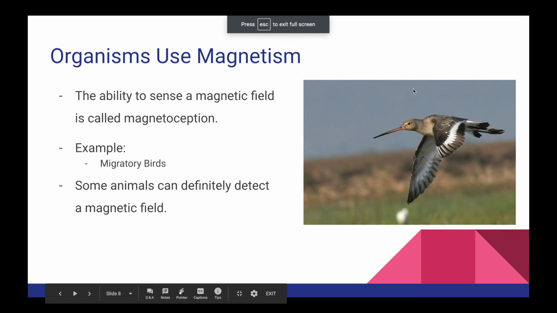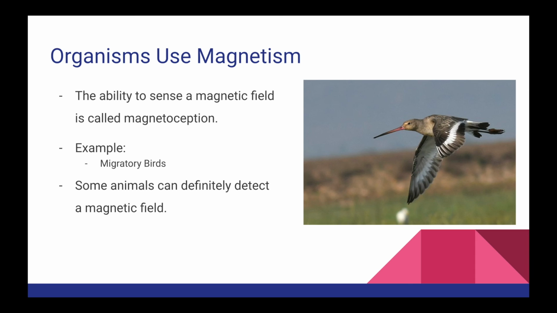Organisms do use magnetism. They have the ability to sense a magnetic field, which is called magnetoception. Now, I did not study this very well, so I cannot really explain this, but I'm pretty sure a quick Google search on this will give you a good idea. And by the way, let's just let you guys explore this topic.